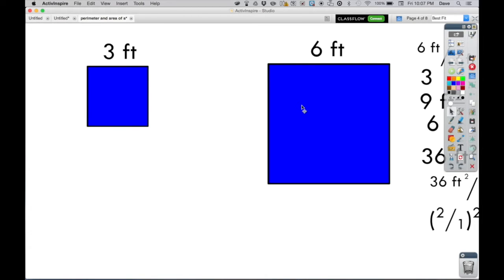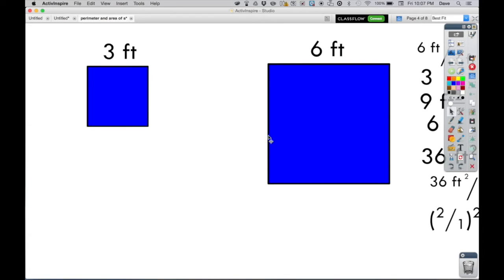Let's move on to area. Now area, it's a little different because with area we're measuring something in 2 dimensions. Perimeter is a 1-dimensional measurement, meaning we're measuring a length. Anything you can measure with a ruler is a 1-dimensional measurement. But with area, we're measuring 2 dimensions. We're measuring the inside. How many square feet fit inside this shape?